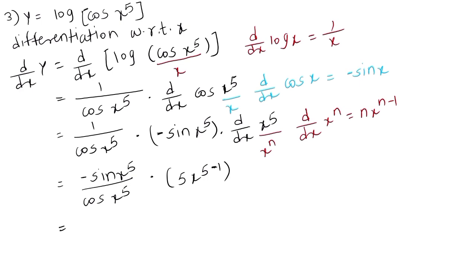Sin upon cos means tan, and here theta is also same, so we can write minus tan x raised to 5 into 5 x raised to 4. Final answer is minus 5 x raised to 4 tan x raised to 5.